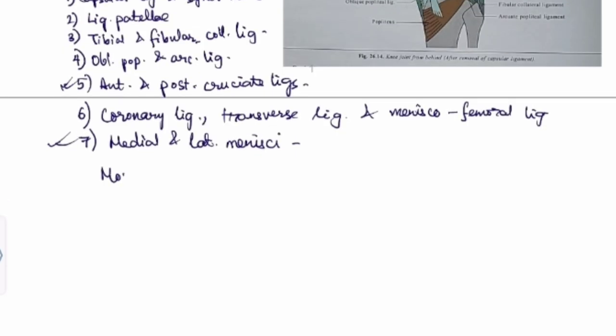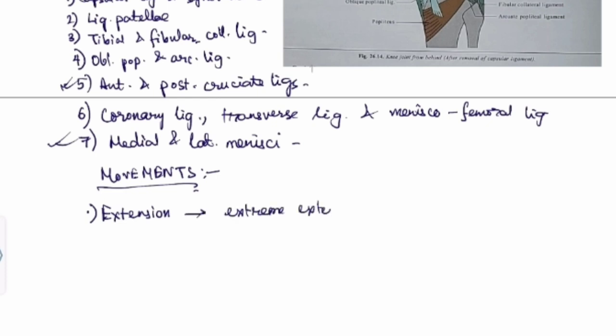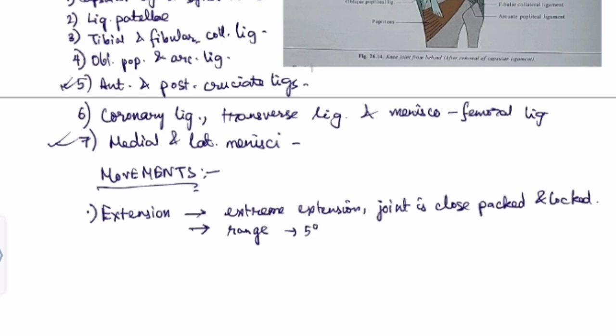Coming to the movements of the joint. We have extension, flexion, medial and lateral rotation. Extension first. At extreme extension, joint is closed back and locked. In a locked position, the nutrition of articular cartilage is maintained. In symmetrical standing, joint is fully extended over short period. Extension range, we have to write about it. It is 5 degrees to 10 degrees.